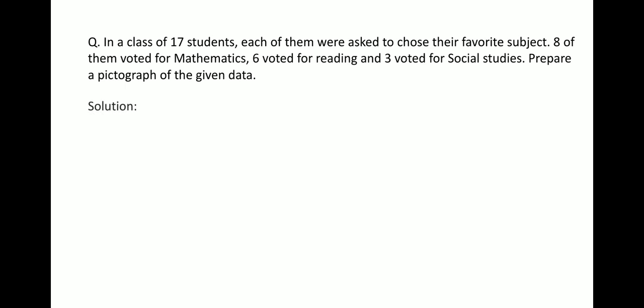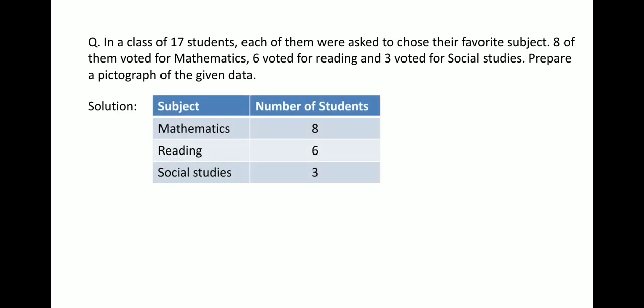So the first thing that we'll do is we'll prepare a table in which we'll mention the two given data. So here the subject is there and the number of students with their favorite subject is given. For mathematics, there are 8 students who have voted. Reading, there are 6 students, and social studies, there are 3 students. So this is the table that we need to prepare every time whenever we are dealing with the representation of data. So here the table is made.